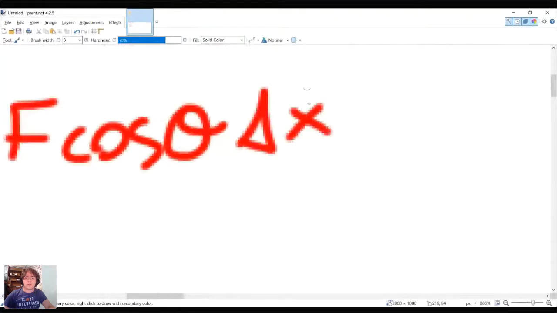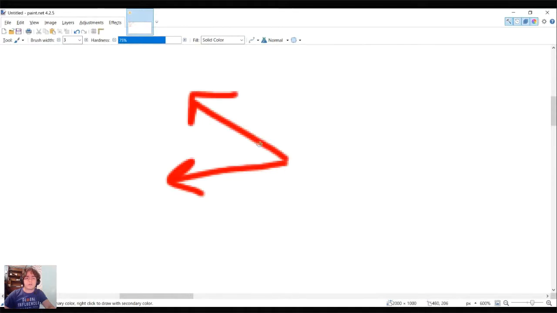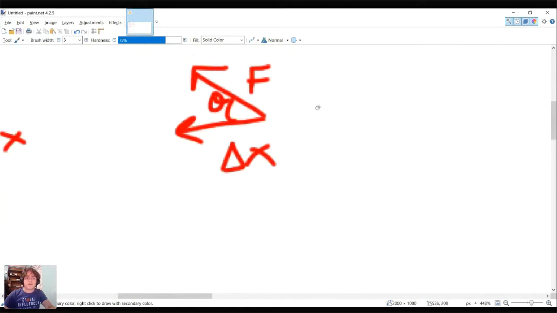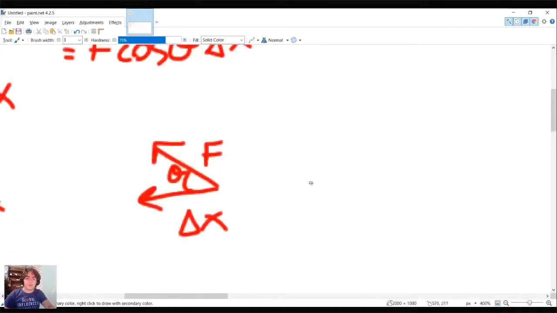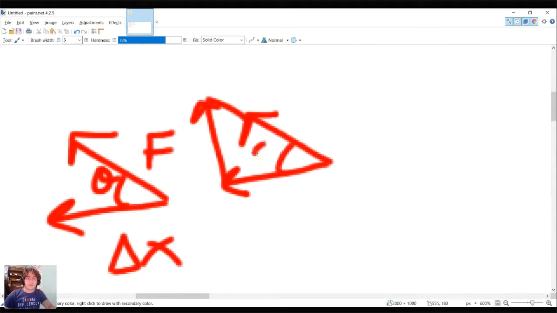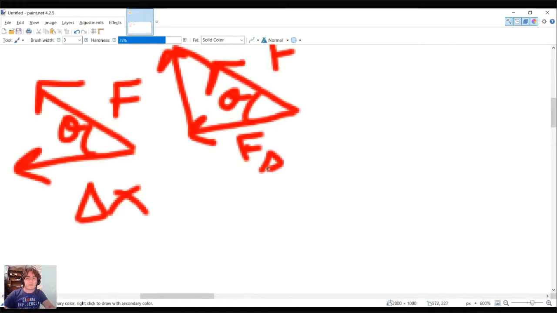delta x, and we draw out the vectors, we have this going this way. It's going this way. There's an angle theta between them. That's f. That's delta x. The component in the delta x direction would be f cosine theta, right? Because we have a badly drawn component diagram. That's f. That's f in the direction of delta x.